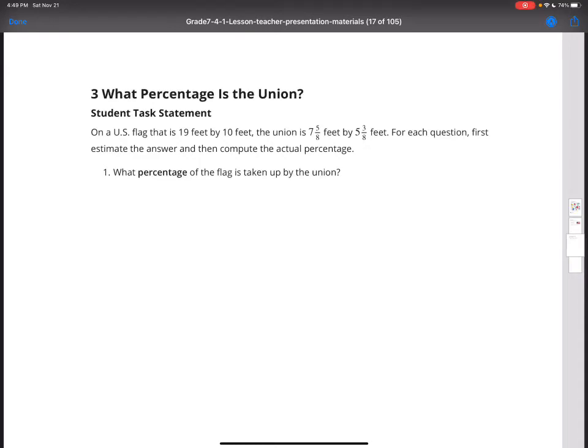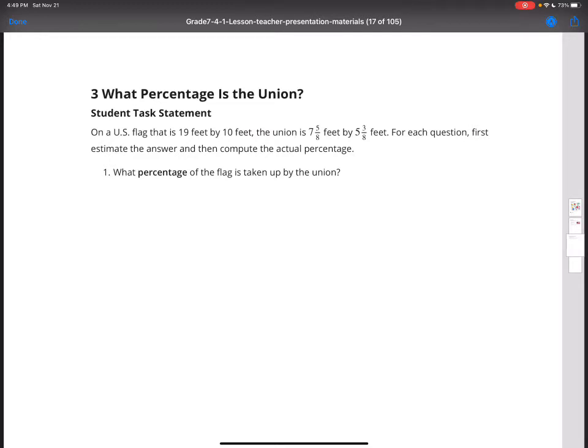All right, guys, let's look at the last problem of lesson 1. It says on a U.S. flag that is 19 feet by 10 feet, the Union is 7 and 5/8 feet by 5 and 3/8 feet. For each question, first estimate the answer and then compute the actual percentage.